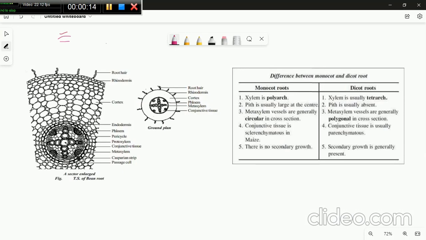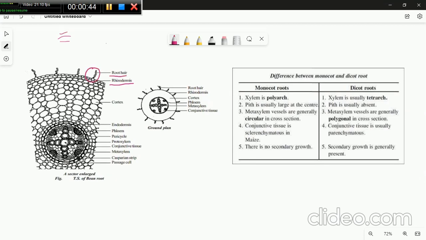Hi all, in this video we are going to discuss the dicot root as well as the monocot root and their differences. So first we can start with the dicot root. The outward structure, the external protective surface present in the dicot root, is considered as rhizodermis. So rhizodermis or epidermis, okay, understood? Now these rhizodermis contain finger-like projections which are called root hair.